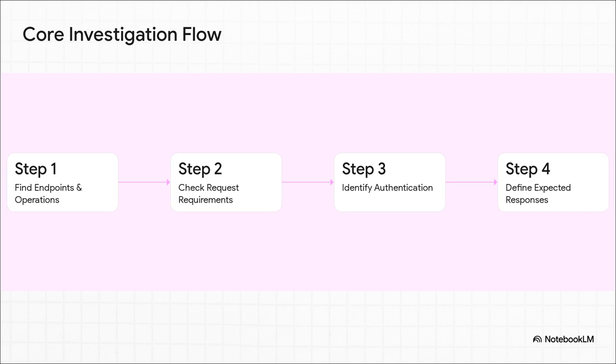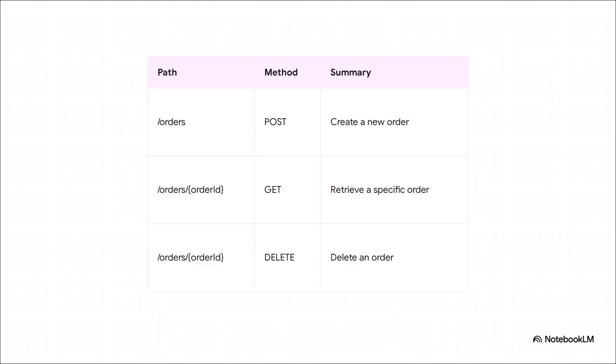Let's dig in. Step 1, finding the endpoint. You're going to want to look for a section called Paths in the OpenAPI document. As you can see, it's laid out just like a map. It shows you every available URL path, the HTTP method you can use, like GET, POST, DELETE, and a quick little summary of what each one actually does. This is your starting point, your table of contents.